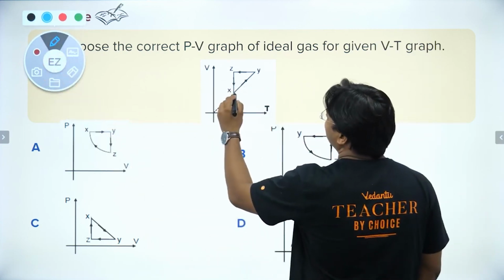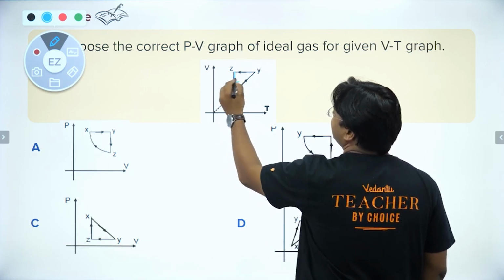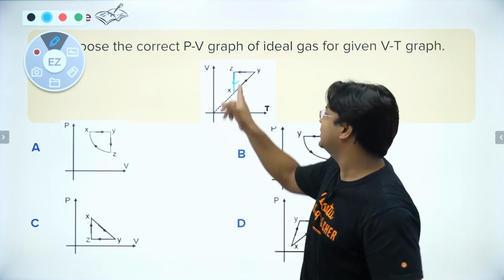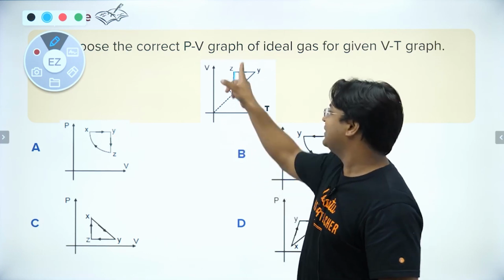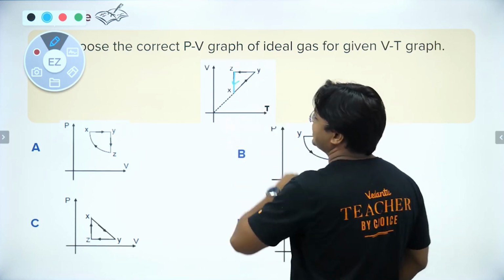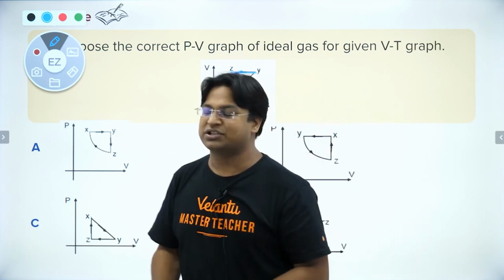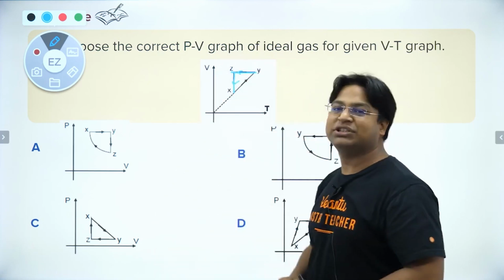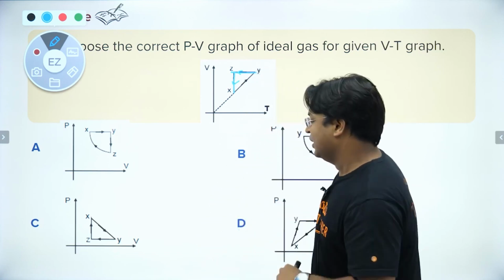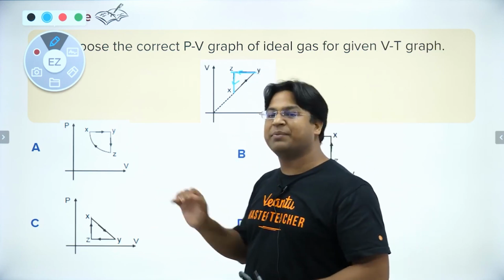So let's talk about this YZ process and ZX process. Now ZX process is an isothermal process, right? ZX process is isothermal because temperature has remained constant. YZ process is an isochoric process. So I'm pretty sure that YZ process will be represented by a vertical line.